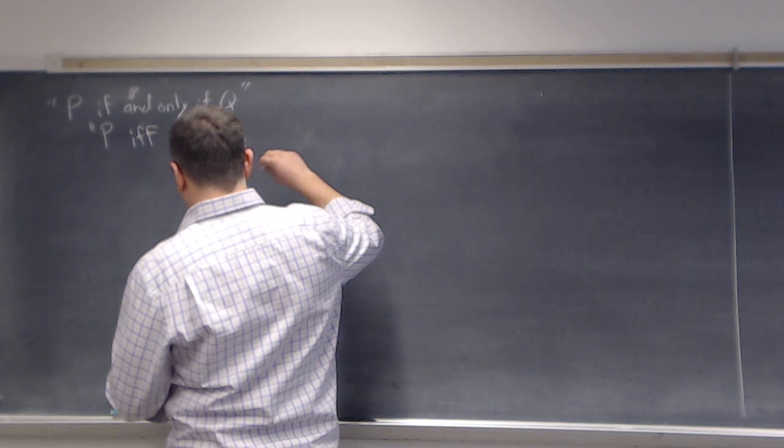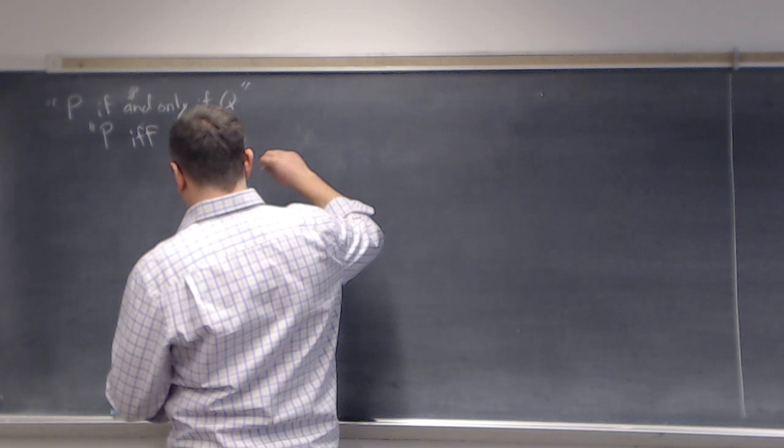Just like we saw in the last section, P if and only if Q is equivalent to P implies Q and Q implies P. So why would it be useful? Well, it's useful when you're proving statements, because a proof of P if and only if Q usually works like a proof of P implies Q and a proof of Q implies P. So that's why we use truth tables.